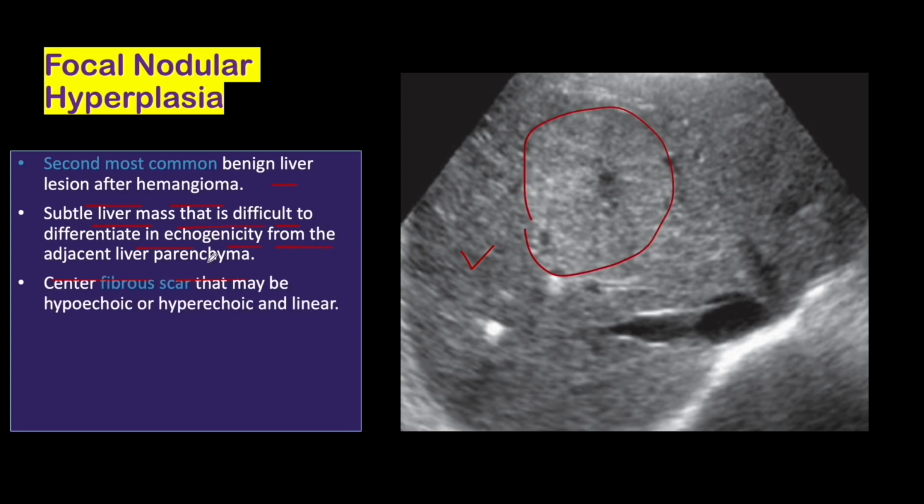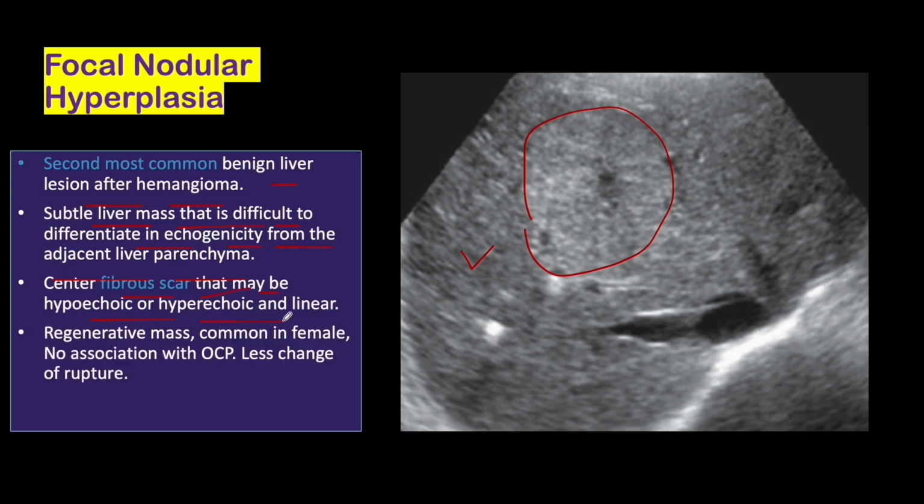Focal nodular hyperplasia usually has a central fibrous scar that may be hypoechoic or hyperechoic and linear. Nodular hyperplasia is actually a regenerative mass, common in females. There is no association with OCP like that of hepatic adenoma, and complications are quite less common in focal nodular hyperplasia. These do not have portal venous supply.